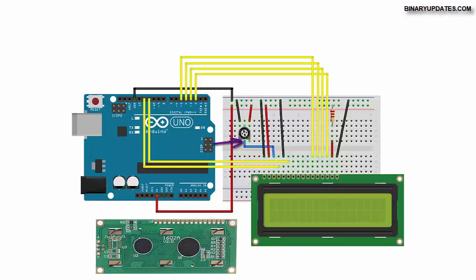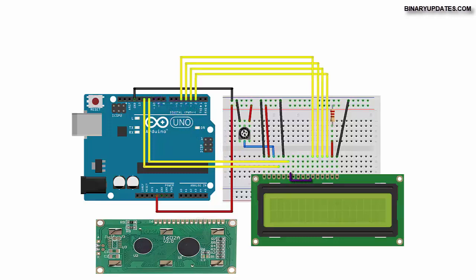The LCD pin number 4, which is the RS pin, is going to connect to Arduino pin number 12. And pin number 5 on the LCD, which is the RW pin, the read-write pin, is going to connect to the ground of the Arduino. LCD pin number 6, which is the enable pin, is going to connect to Arduino pin 11.